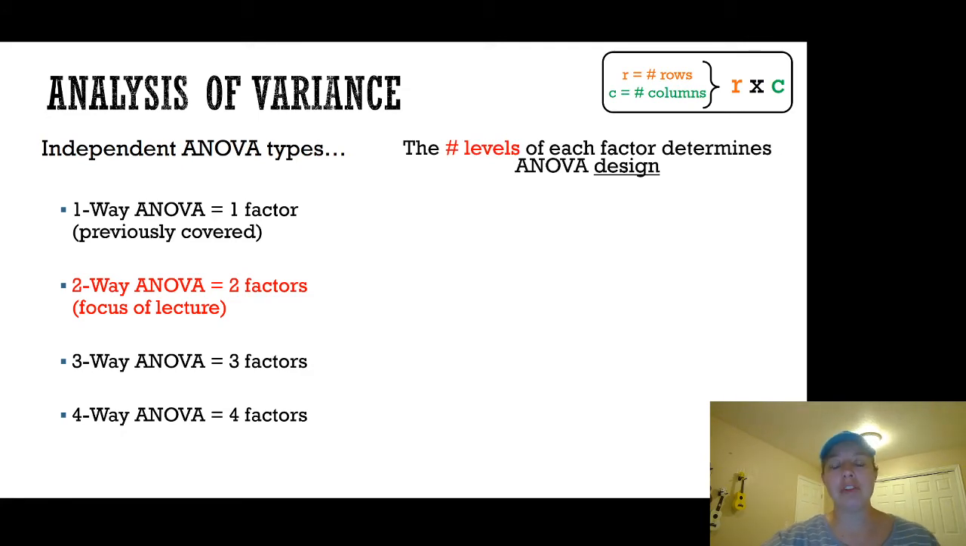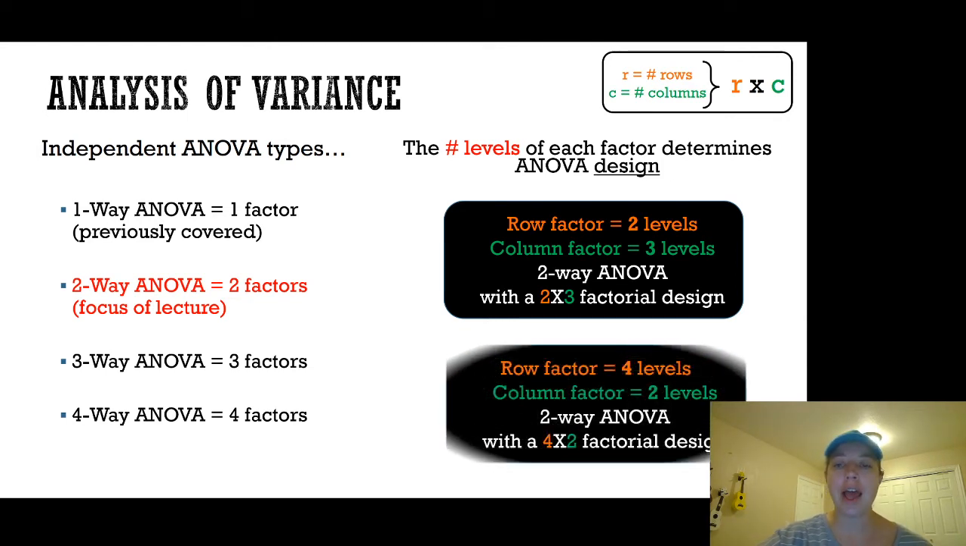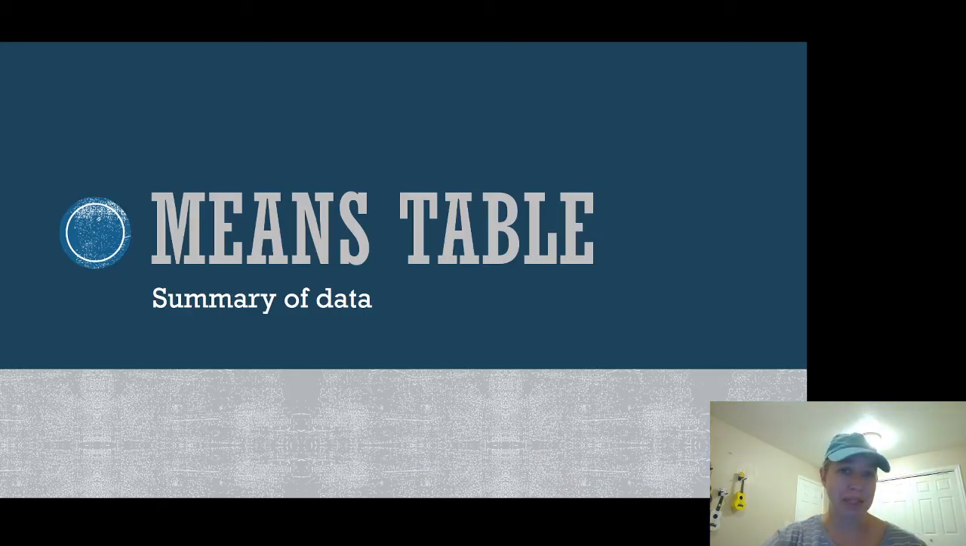So the number of levels in each factor determines the design. If we have a row variable with 2 levels and a column variable with 3, we'd say it's a two-way ANOVA with a 2 by 3 factorial design. But we could have a row variable with 4 levels and a column variable with 2. That would be a 4 by 2. You can have all combinations. The key here is we have 2 numbers, something by something, because it's a two-way ANOVA. So let's meet the means table.